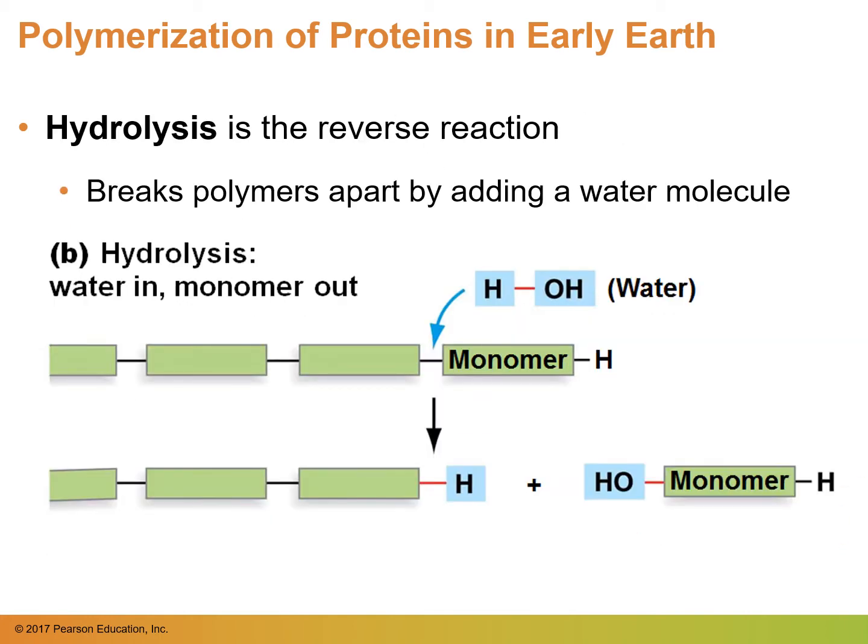Hydrolysis is going to be the reverse reaction. This is when we break up a polymer into monomers. So here again, you can see that we have the exact same polymer. This is the monomer that we had just added. If you separate that bond, you'll see that we have water being separated and then added to each end of that polypeptide chain.